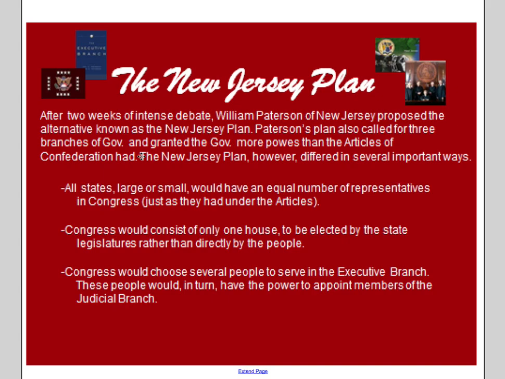And Congress would choose several people to serve in the executive. There's that fear of the king that we saw in the Declaration in colonial times. We didn't trust a king. We didn't want one ruler, so there was going to be a committee to enforce the laws, and then they would appoint the judicial branch. So a lot less removal from the people, but a lot more state sovereignty there.